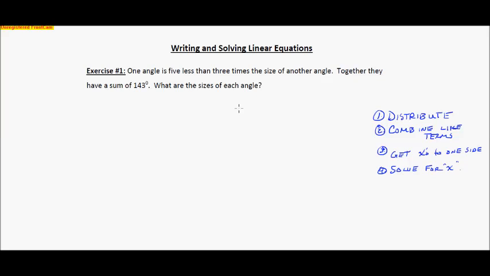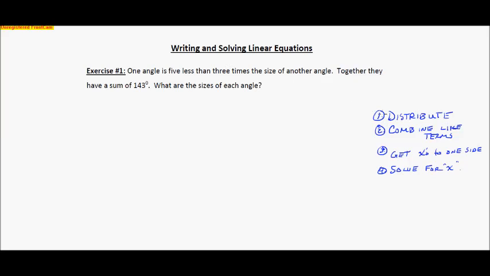Today's video is called Writing and Solving Linear Equations, and what we're doing is taking a few of the sections that we've done before and combining them together. A few sections ago we took English sentences and converted them to working equations or working expressions, and then in another section we solved those equations. So basically we're going to take those and put them together.